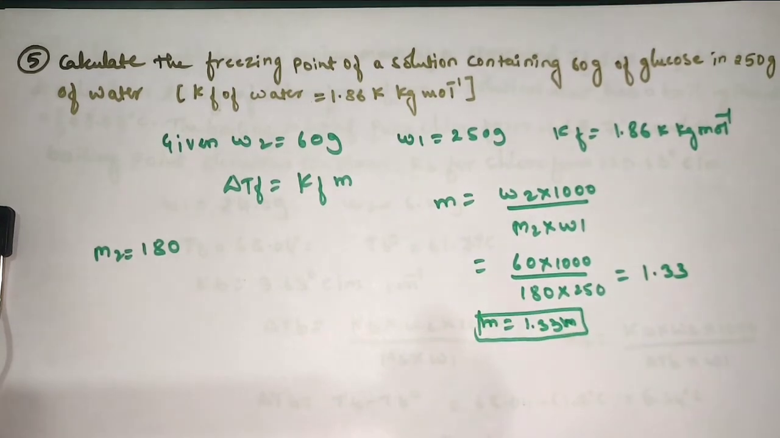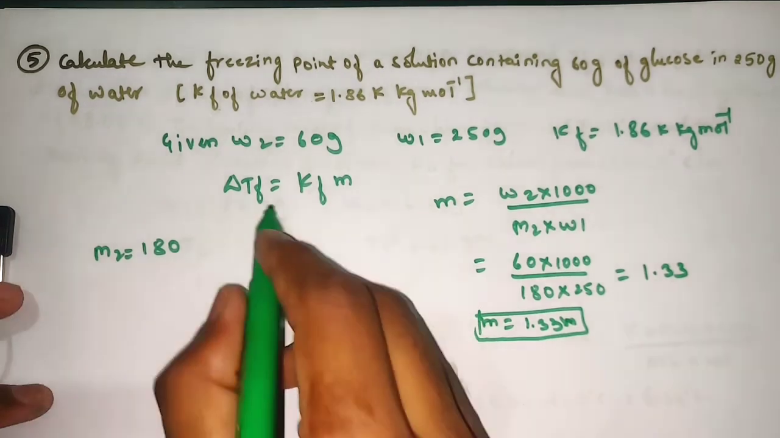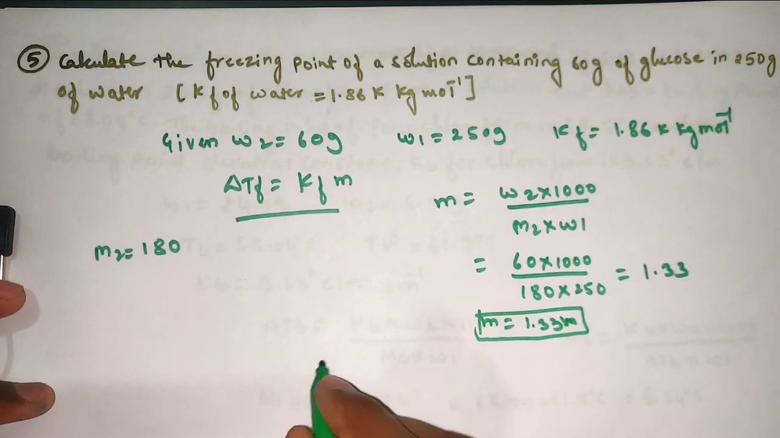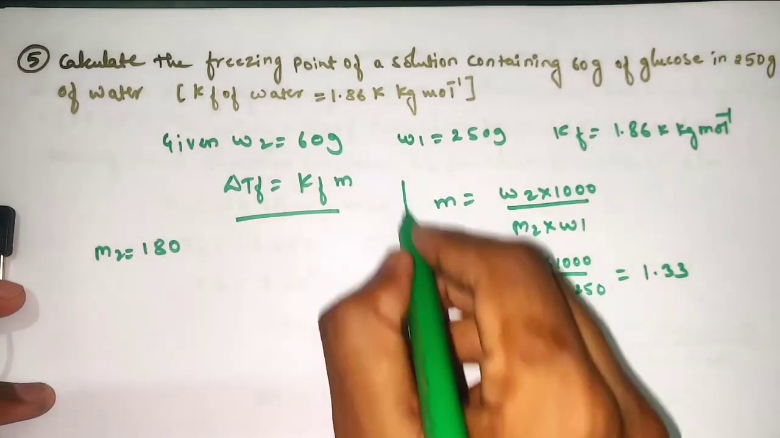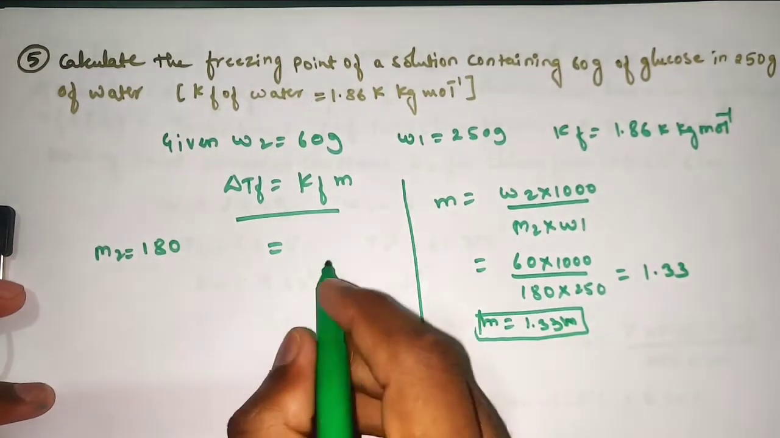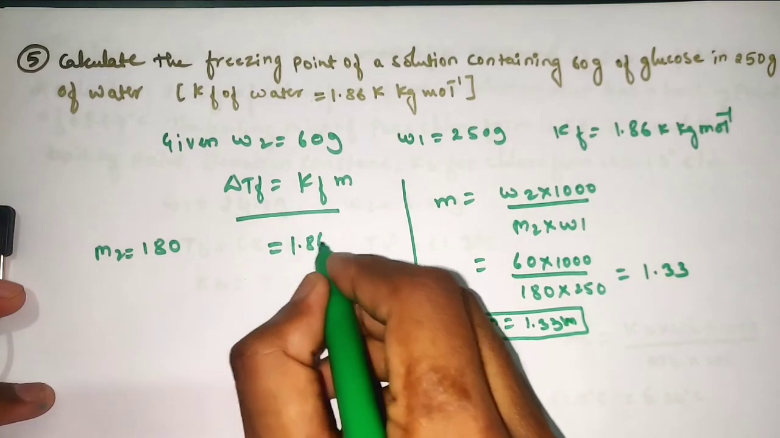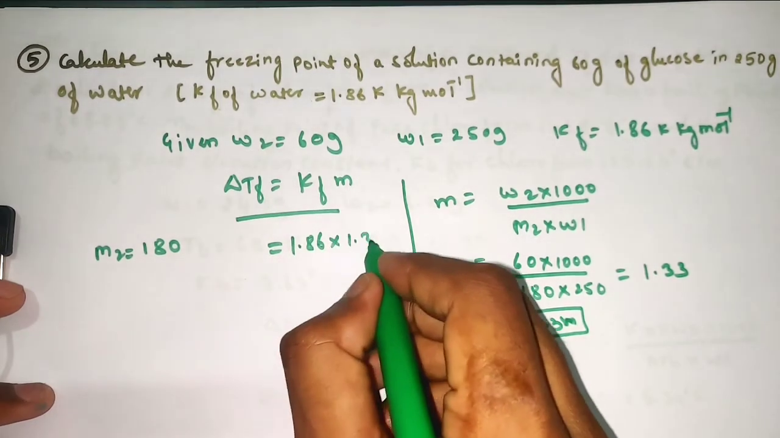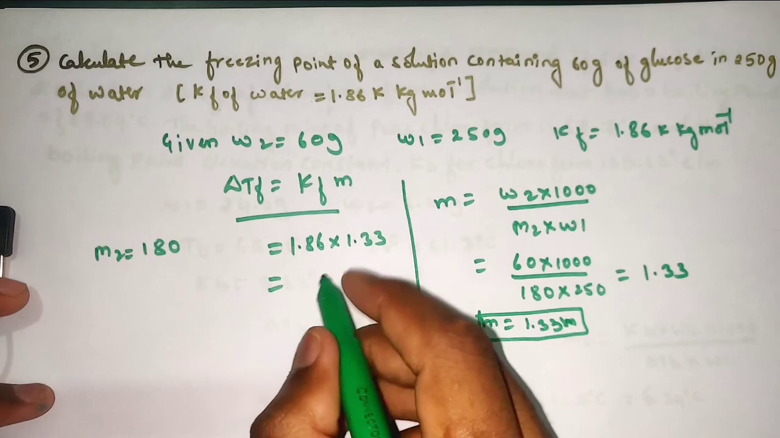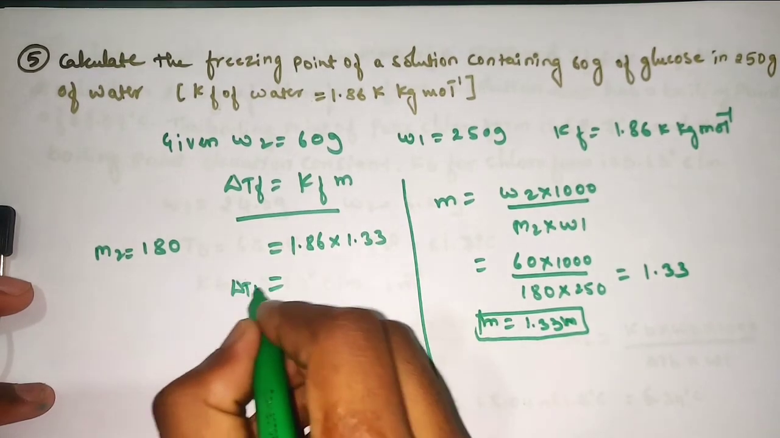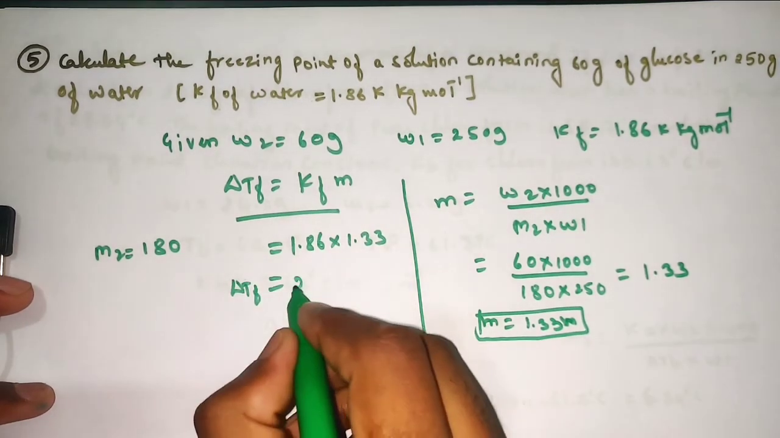After knowing the molality, what can we do? We can substitute this in this form, like we know Kf also. So delta Tf is there. Delta Tf is equal to Kf, how much is there? 1.86 into 1.33. So we will be getting delta Tf 2.47.